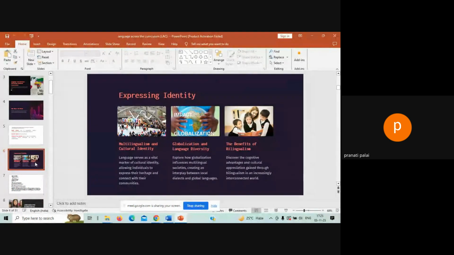Next is expressing identity, multilingualism and cultural identity. Language serves as a vital marker of cultural identity, allowing individuals to express their heritage and connect with their communities. So language helps people to express themselves, their cultural values, their identity, and to connect with their communities. Next is globalization and language diversity.